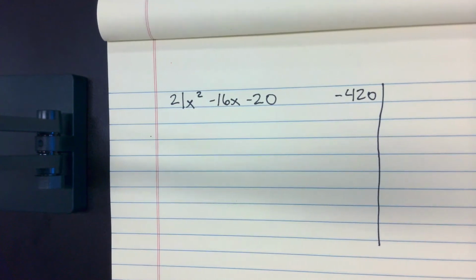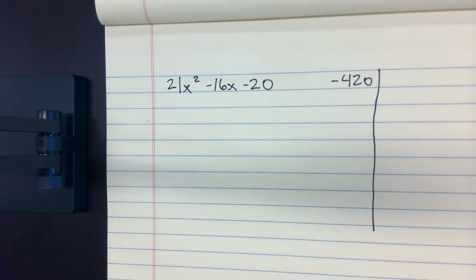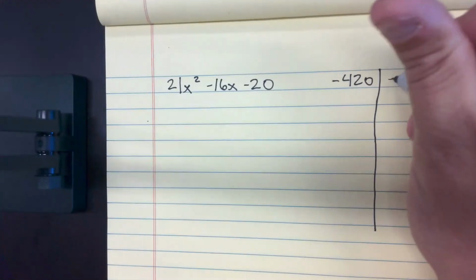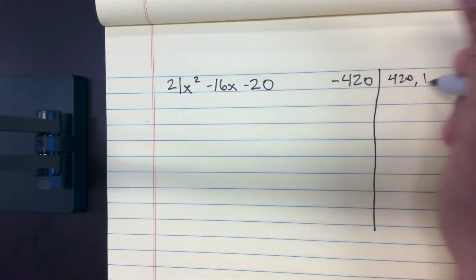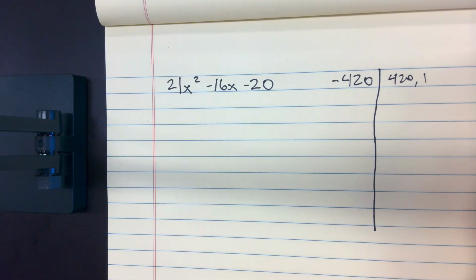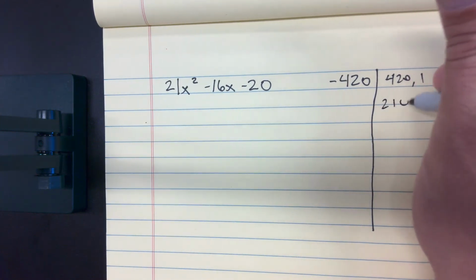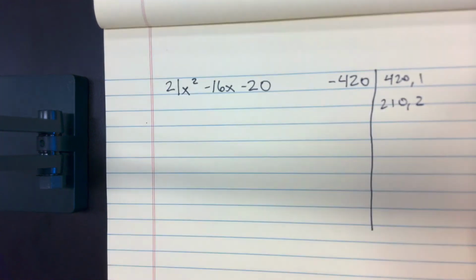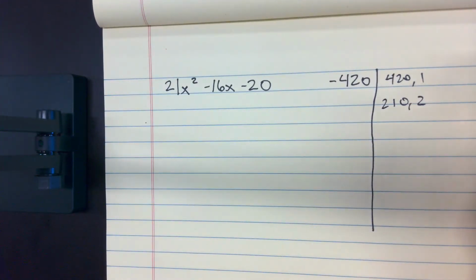All right, here we go. Two numbers that multiply together to be negative 420. Baxter, give me two. 420 and 1. Good. Does that get us to 16? No. Allie, give me another. That's all I can do. 210 and 2. Does that get us to 16?